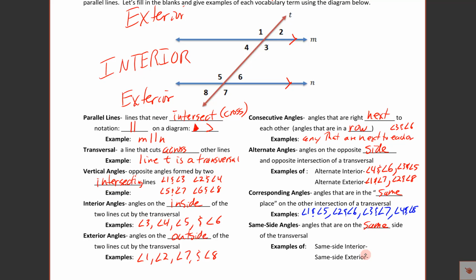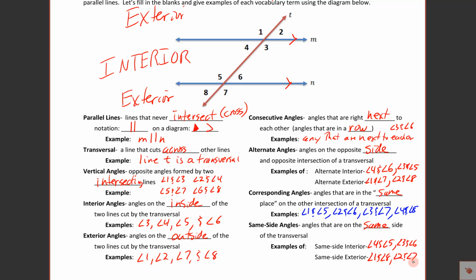So same side interior, same side interior. So they've got to be on the interior. Same side interior would be angle 4 and angle 5, comma, angle 3 and angle 6. Okay, 3 and 6 are same side interior, 4 and 5 are same side interior, and then same side exterior. So same side of the transversal but on the outside, so that would be angle 1 and angle 8. Put a big comma, and then angle 2 and angle 7.